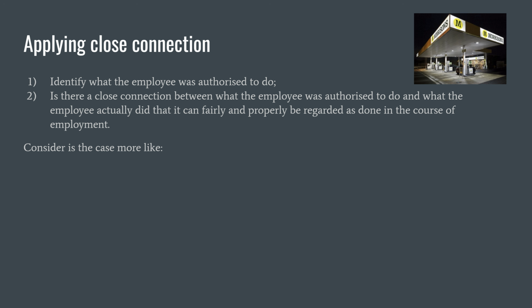And the only time where there'll be no vicarious liability is where there is no connection at all between what the employee is authorised to do and what they actually do. And that thing would be considered to be an independent personal venture, or in the language of the old cases we'll look at in a minute, a frolic of their own.